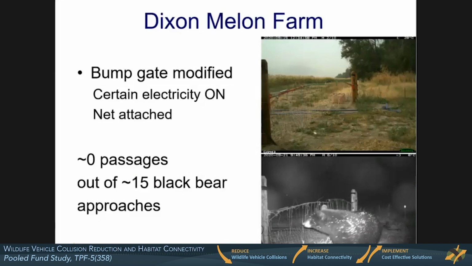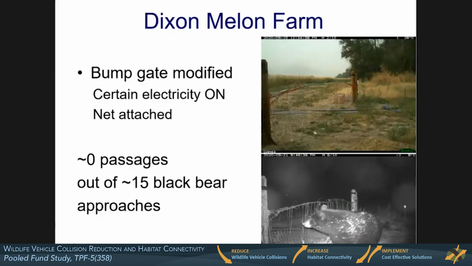And by the way, each field visit, we also took voltage readings to make sure that there was no leak and that the electricity was indeed switched on. In addition, what we did, we attached a net to the vertical strands hanging down from the fiberglass poles.